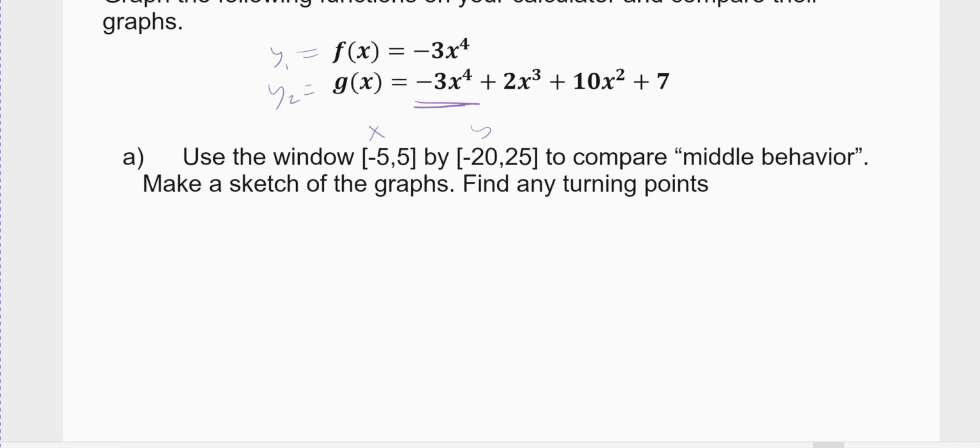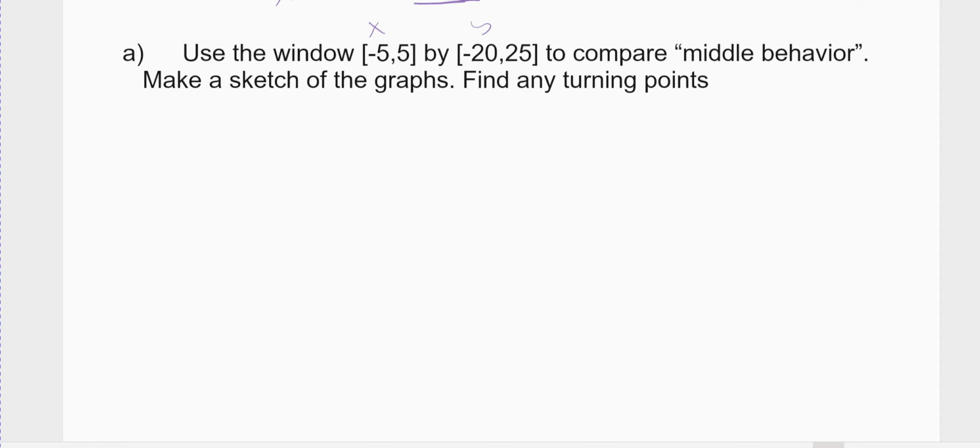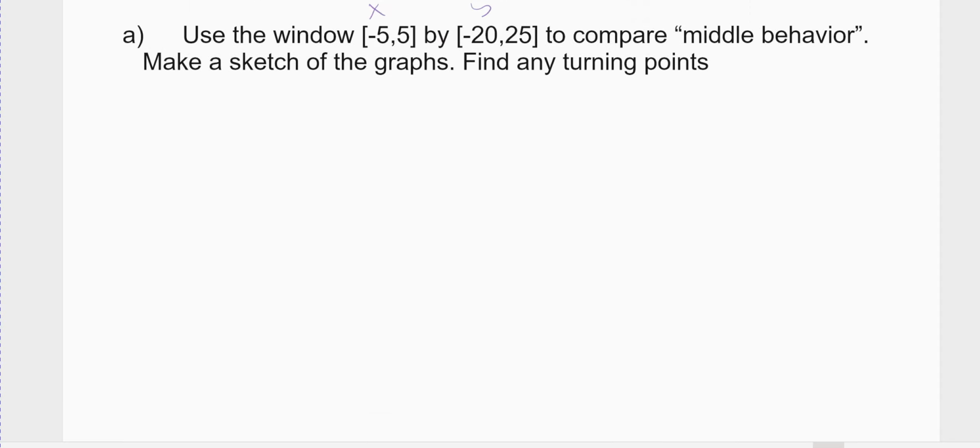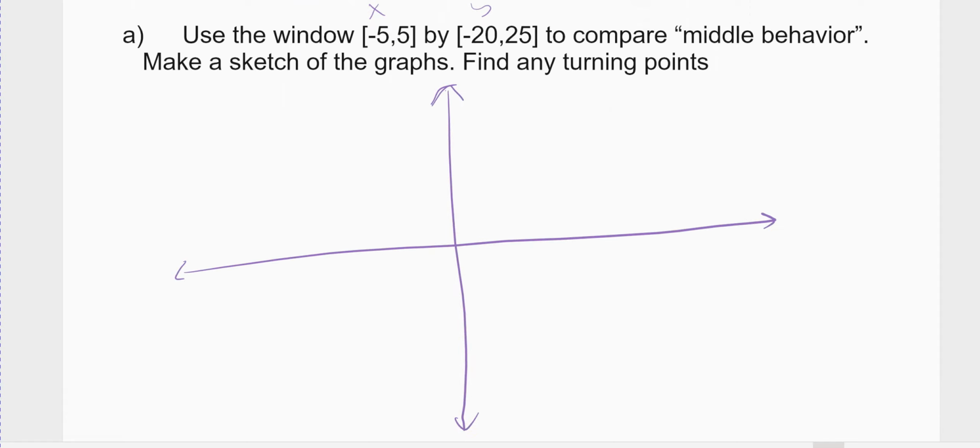So I graph them in the calculator. I'm just going to graph them and pop them up here. All right, so again, that window is what I get. So here's my x-axis, my y-axis. So again, this would be 25, negative 20. This would go out to negative 5, positive 5. So again, x, y. That's what it should look like. My y max is 25. My y min is negative 20. My x max is 5. My x min is negative 5.